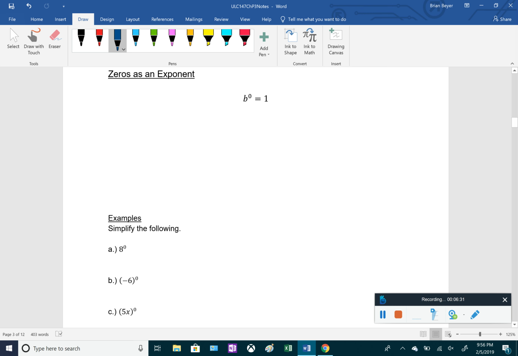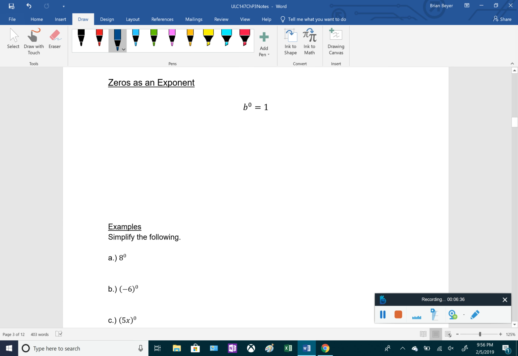So that was so far the product and quotient rule. For the next one, we have zeros as an exponent, which I believe we've already seen. So we know that anything raised to the 0 power equals 1. Let's kind of use some of these rules just to get an idea of why.